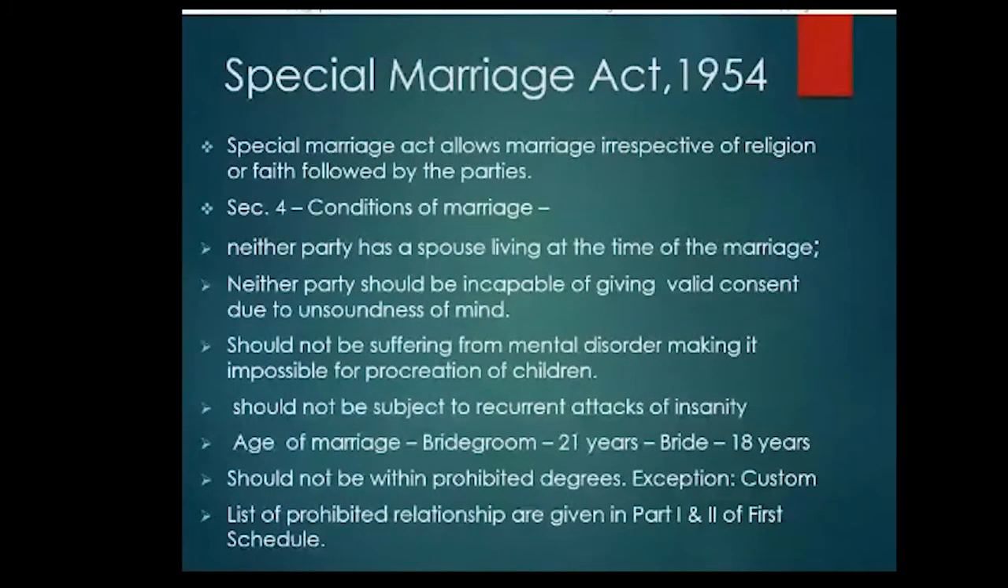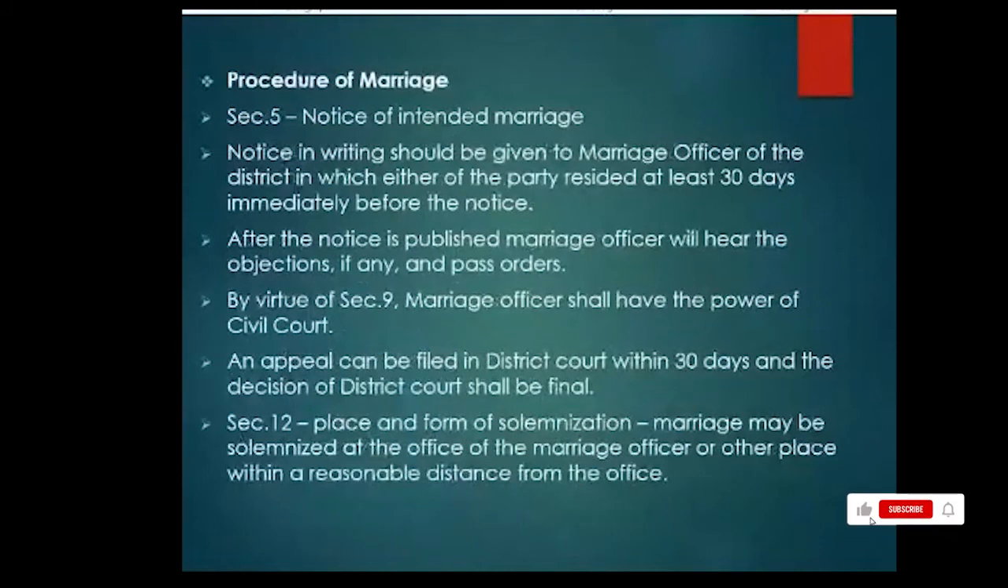The procedure of marriage: Section 5 defines the notice of intended marriage. Notice in writing should be given to the marriage officer of the district in which either of the parties has resided at least 30 days immediately before the notice. After the notice is published, the marriage officer will hear the objections, if any, and pass orders. By virtue of Section 9, the marriage officer shall have the power of a civil court, and an appeal can be filed in the district court within 30 days, and the decision of the district court shall be final.